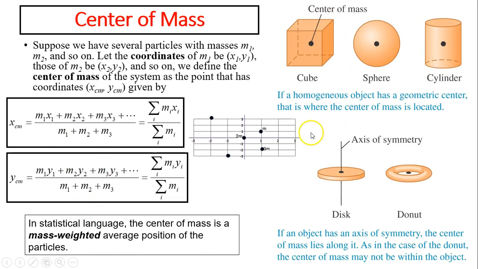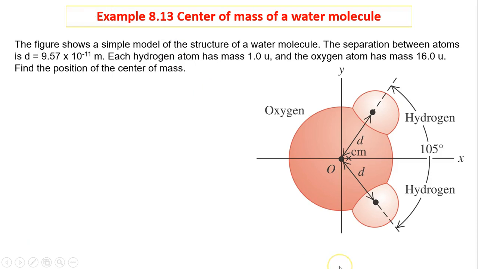Now consider homogeneous objects. Their center of mass is at their geometric center. For an object like a donut, a ring, or a disk, the center of mass is along the axis of symmetry. And as in the case of the donut, the center of mass is not necessarily within the object. Let's take a look at this example.